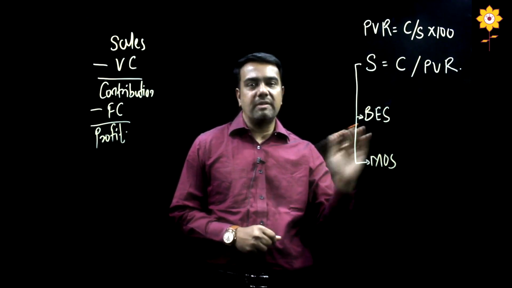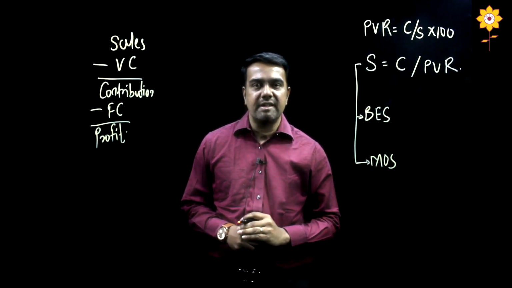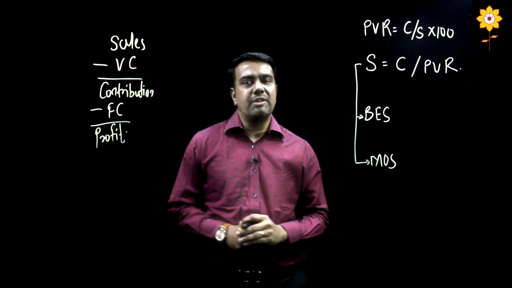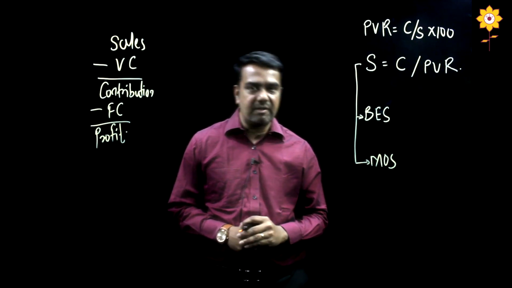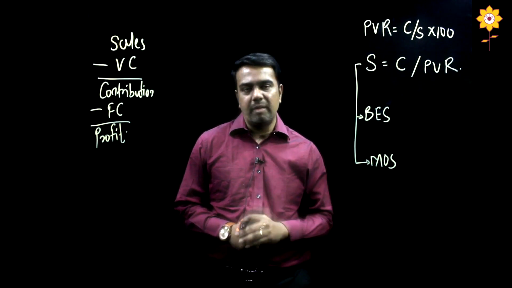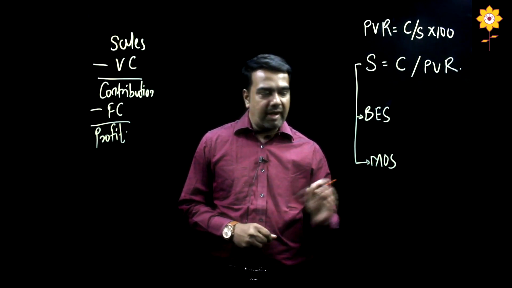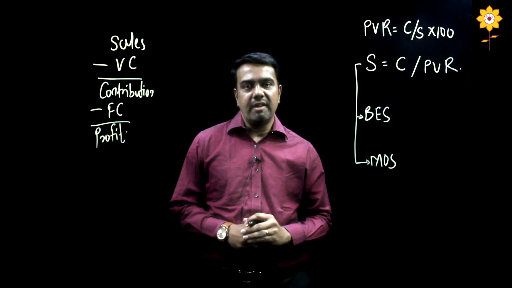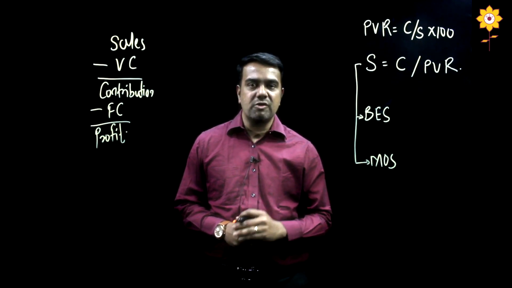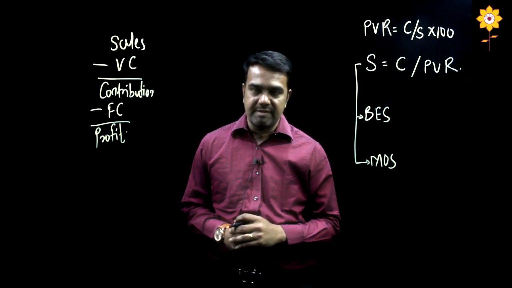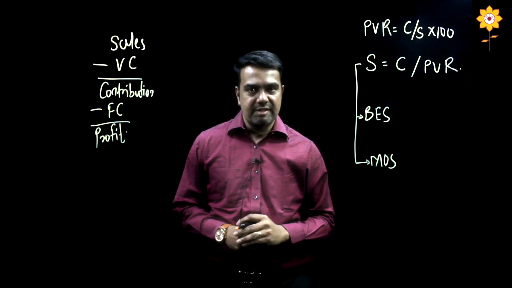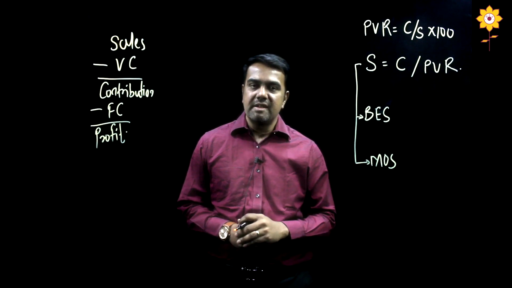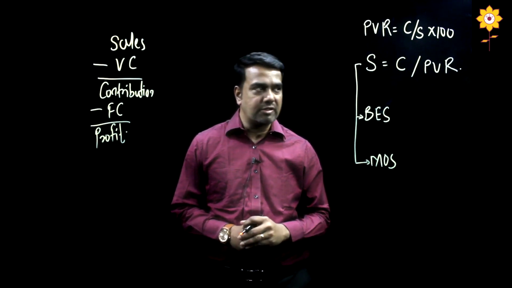Now what is break even sales? Break even sales is that amount of sales which covers all your costs, variable cost and fixed cost, and there won't be any profit available. Whereas margin of safety is that much sales which is over and above break even sales. So if you want to earn the profit, you have to achieve MOS. At break even sales, there will be no profit, no loss.